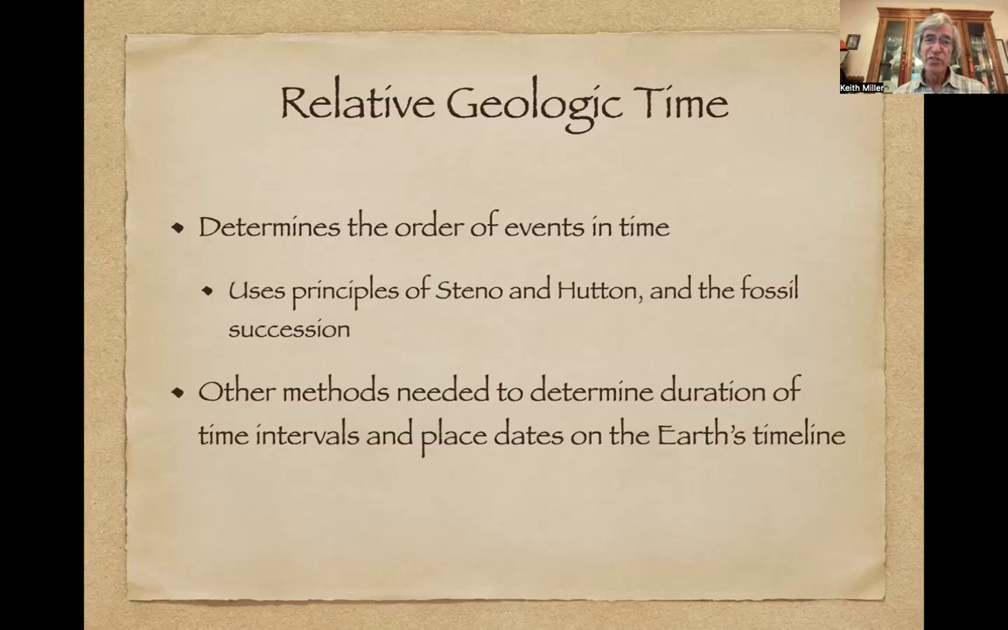So we need something else. We need other methods to determine the actual duration of time intervals and place dates on those, place them on a timeline. Okay. Relative geologic time just says this was older than this and this was older than that. What you need is something that allows you to put dates on the timeline, be able to take what you're looking at and put it on an Earth timeline.